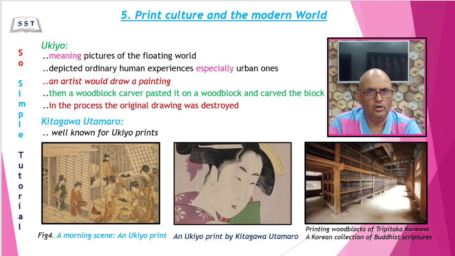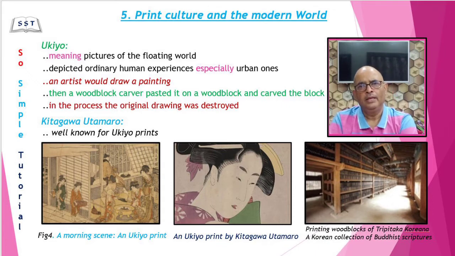Let us now see box 1. This is related to an art form in Japan called Ukiyo. Ukiyo means pictures of the floating world. These pictures depicted ordinary human experiences, especially urban ones. As you can see, a morning scene in figure 4, where a man is looking out of the window at the snowfall, while women are preparing tea and performing other domestic duties.